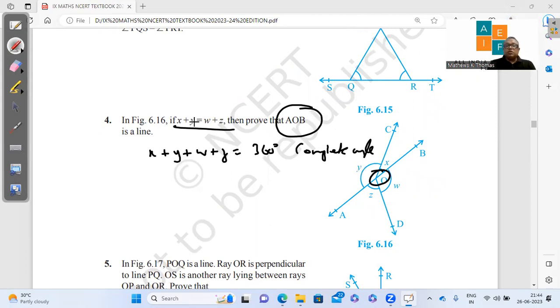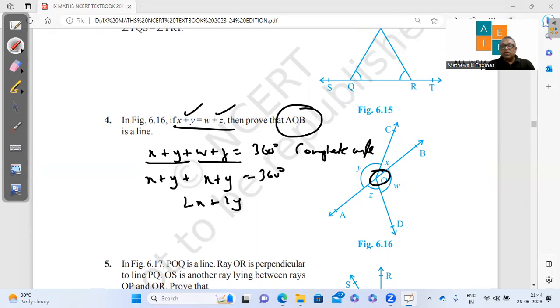So this is 360. Now, this information is given to us that X plus Y is the same as W plus Z. So what we can do, let X plus Y remain as it is. Instead of W plus Z, we can replace it with X plus Y, because it's given that X plus Y is the same as W plus Z. So we have now 2x and 2y giving us 360. Take 2 common, we get 2 times x plus y is 360. Therefore, x plus y is 360 upon 2. So x plus y is 180 degrees.